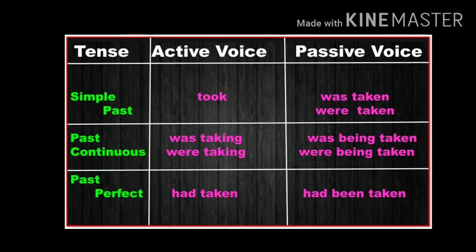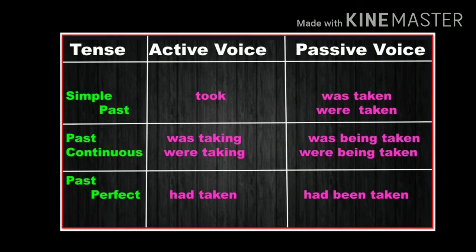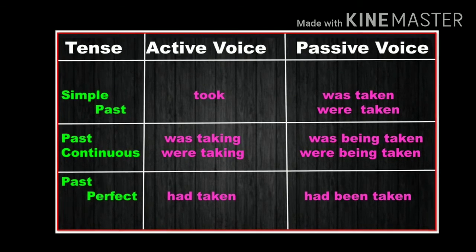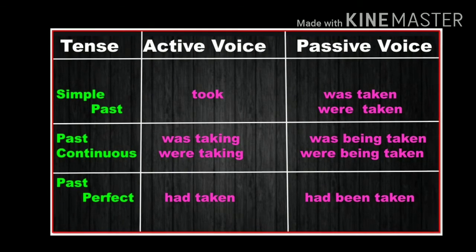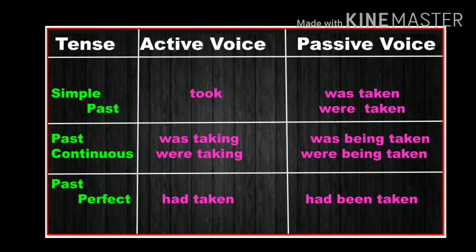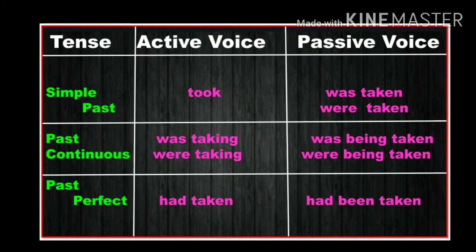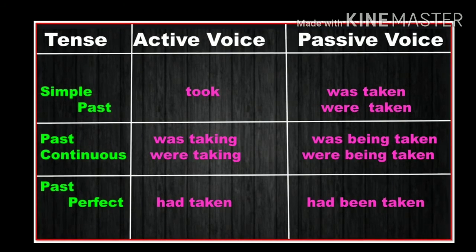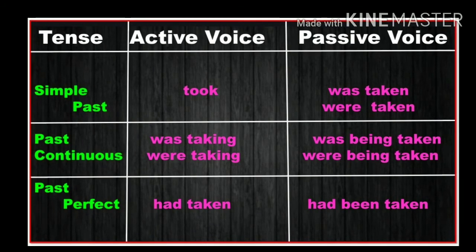The next one is past continuous tense. Here, was or were is used to show the past. Verb plus ing is showing the continuous tense. So, was taking and were taking. When it goes to passive voice, usually we'll have the past auxiliary verb plus being plus the past participle of the main verb. So look at the verbs: was being taken, were being taken. Got it? Okay.